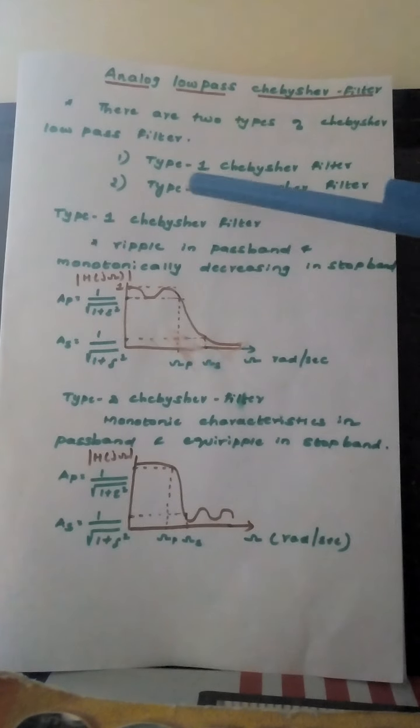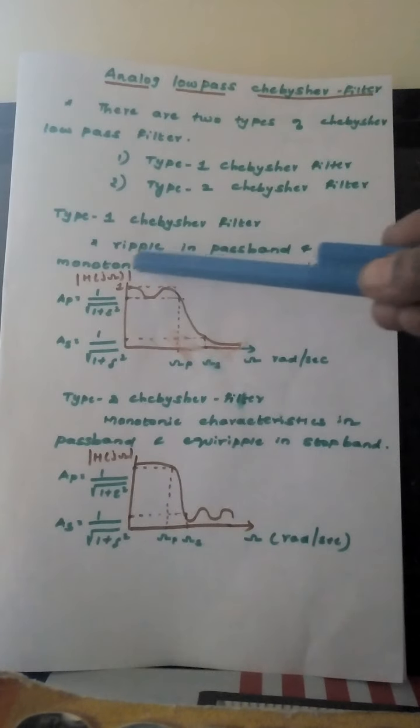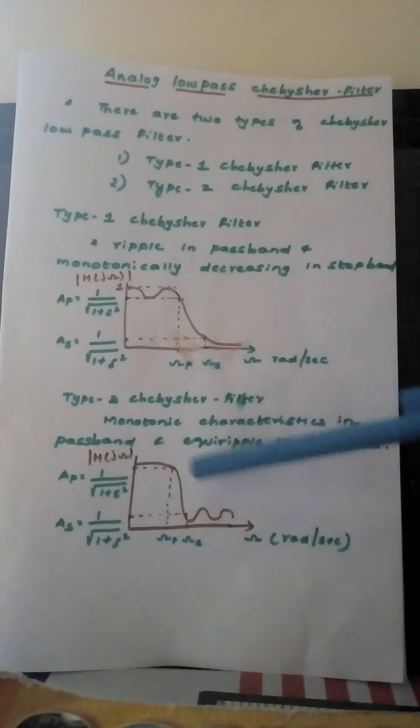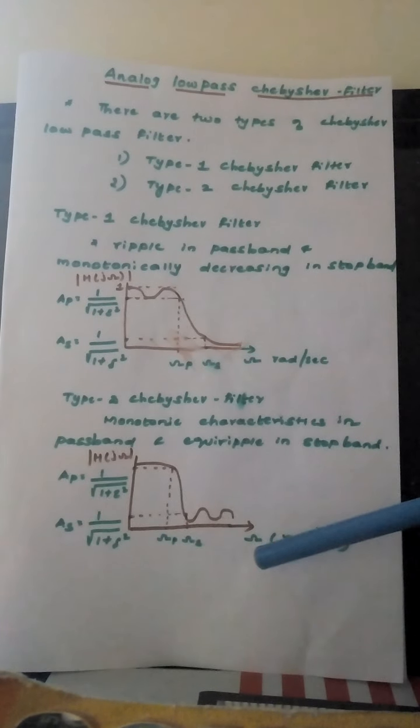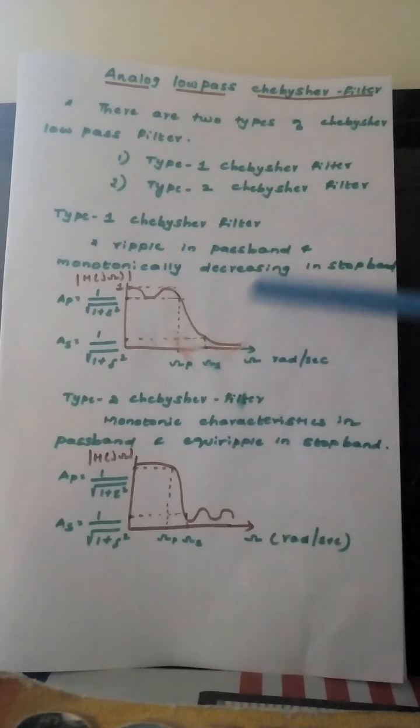So the comparison is: the type 1 Chebyshev filter has ripple in the pass band, and the type 2 Chebyshev filter has ripple in the stop band. That is the difference between type 1 and type 2. Type 2 is not in the syllabus, so we can concentrate only on the type 1 Chebyshev filter.